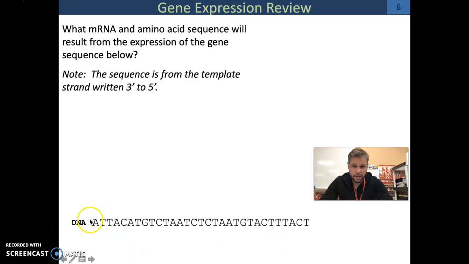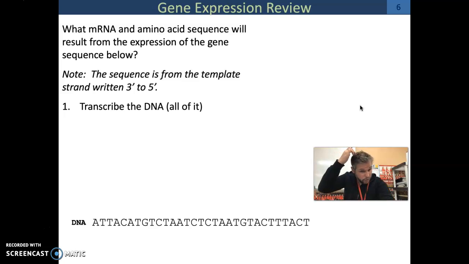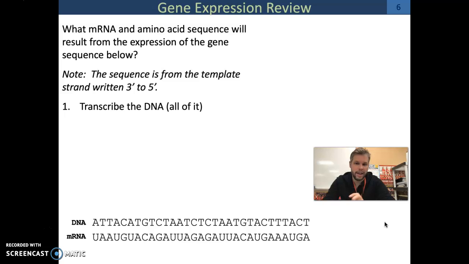So this is the 3' end, this is the 5' end. The first thing that we're going to do is transcribe the DNA, all of it. And I'm going to show you right down here that if we're transcribing, we're going to make some mRNA. Right, so here's my mRNA copy.